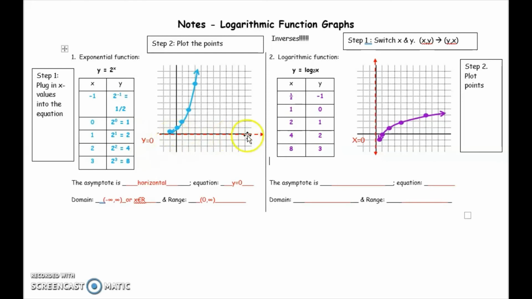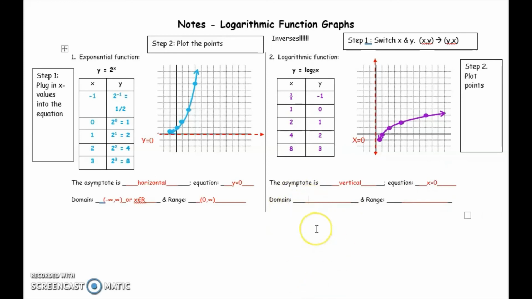And that's why horizontal lines are y equals 0, because for any x value given, it is up 0. So right here wants us to tell if it's horizontal or vertical. Well, this is going up and down, so it's vertical. We already stated that our equation is x equals 0.